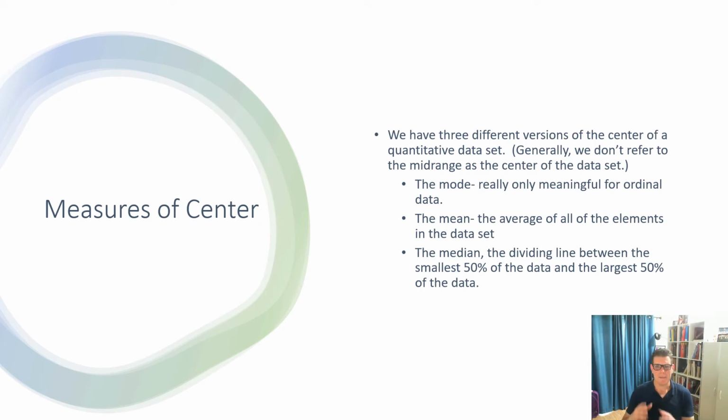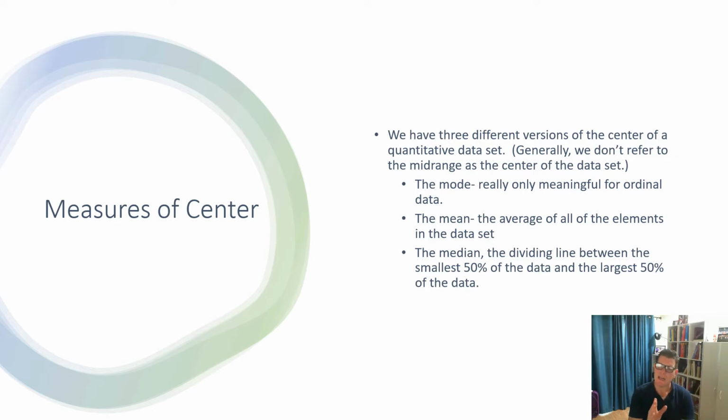Now, let's talk about measures of center. Because we talked about the middle of the graph, now we want to talk about measures of center. So we'll have 3 different versions of the center of a quantitative data set. The first one is the mode, and it's really only meaningful for ordinal data. So we're not going to talk much about the mode today. The second one is the mean, and that's the average of all of the elements in the data set. We talk about the mean, the average. They're basically the same thing.